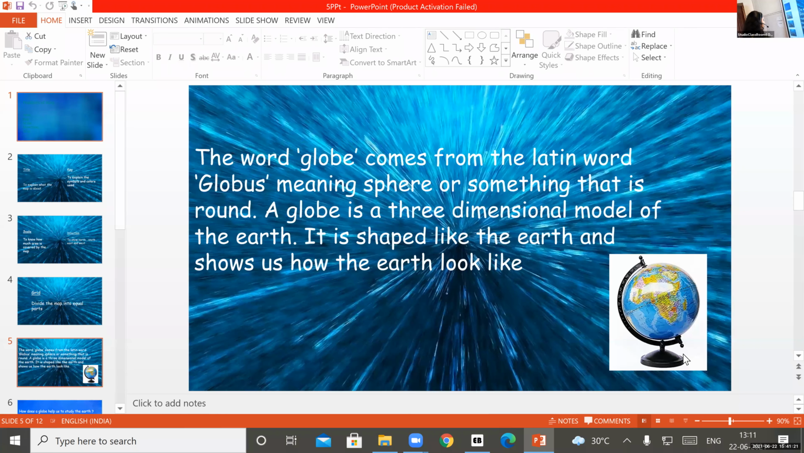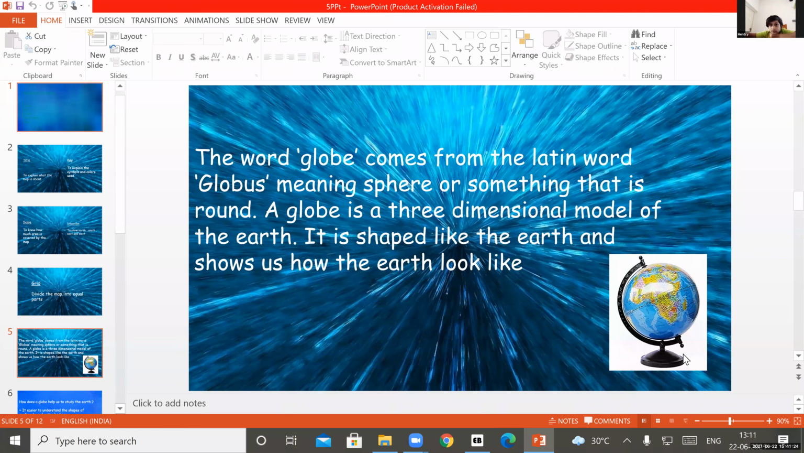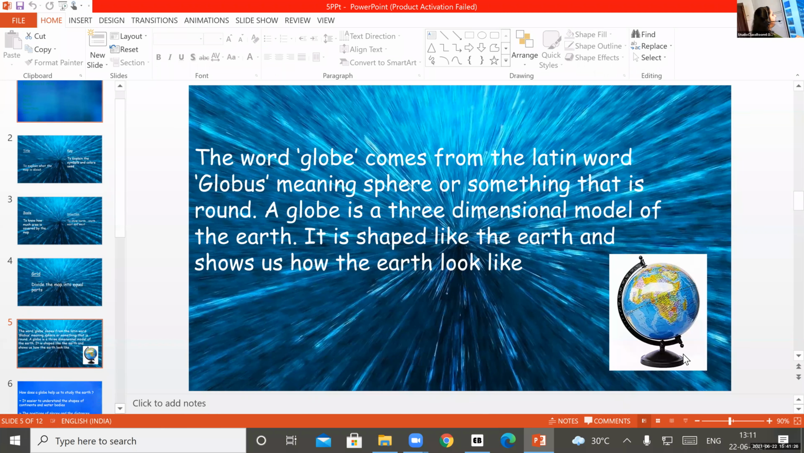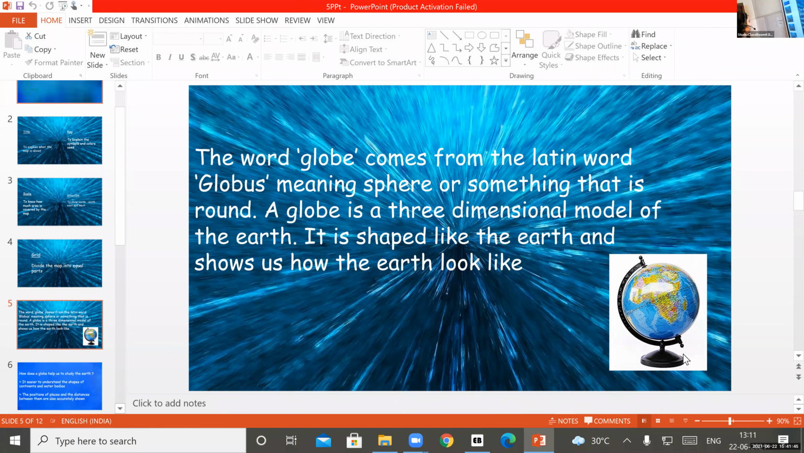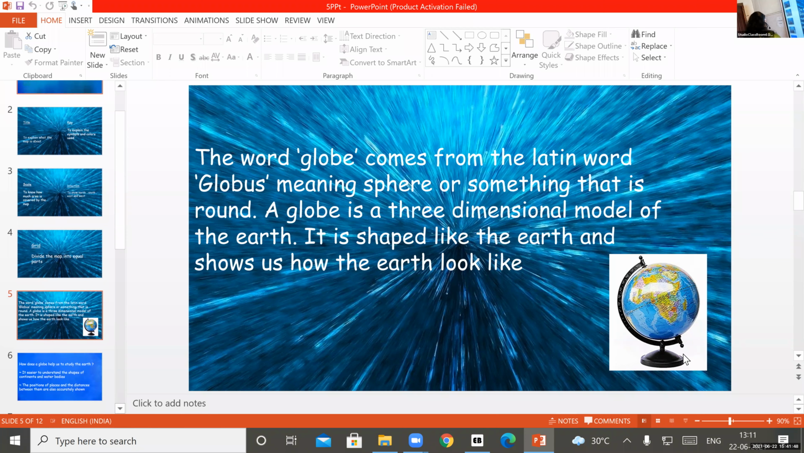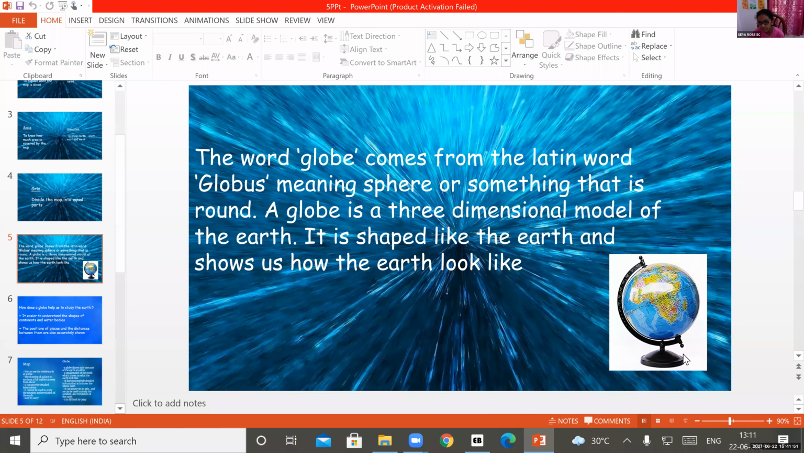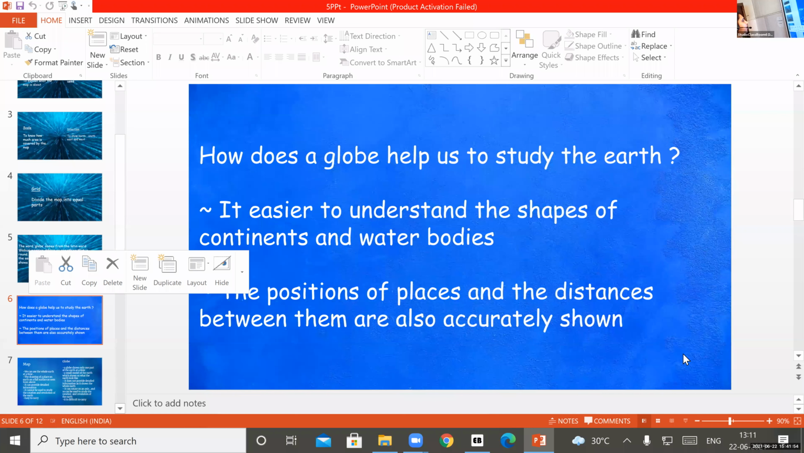The word globe comes from the Latin word globus, means a sphere or something that is round. A globe is a three-dimensional model of the earth. It is shaped like the earth and shows how the earth looks like. Then next. How does a globe help us to study the earth? It is easy to understand the shapes of continents and water bodies.